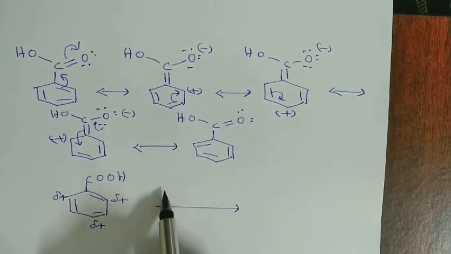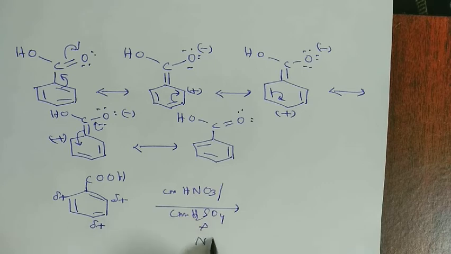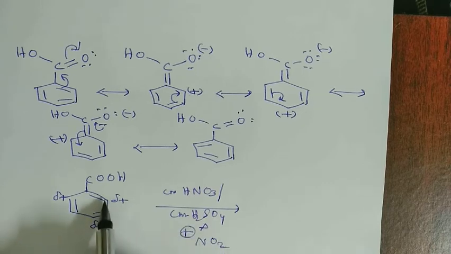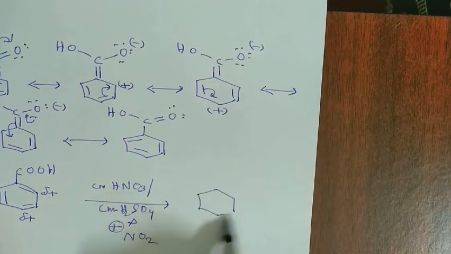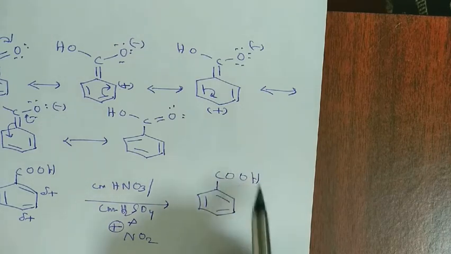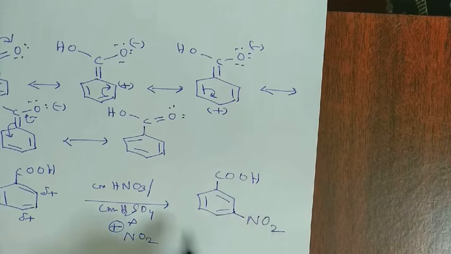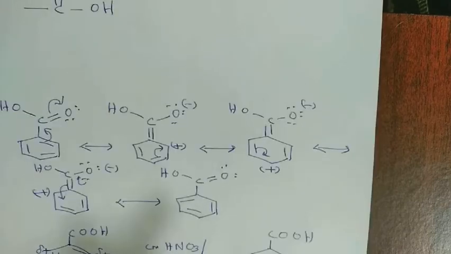So when it is subjected to nitration by heating with concentrated nitric acid and concentrated sulfuric acid, the nitronium ion cannot approach the ortho or para carbon. Hence, the nitronium ion is forced to approach one of the meta carbon atoms. Hence, substitution takes place at the meta position. In other words, meta-nitrobenzoic acid is obtained. So COOH is a meta-directing group. Why is COOH a meta-directing group?